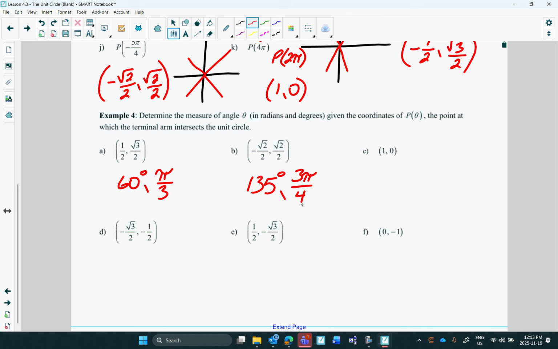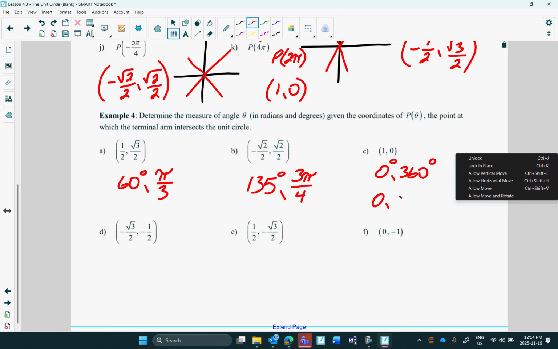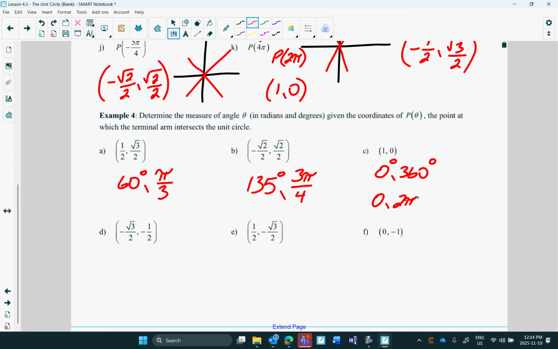1, 0. 0 degrees, 360 degrees. 0 radians, and how many radians for 360? 2 pi. See, you're getting it.